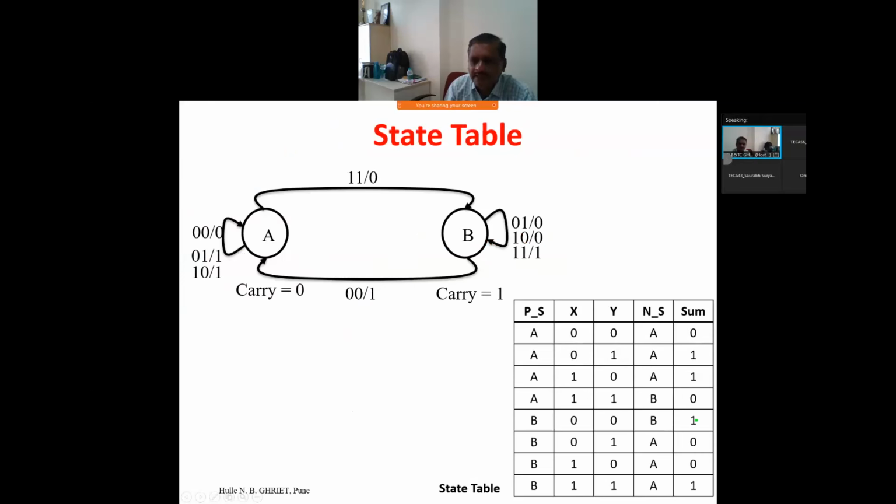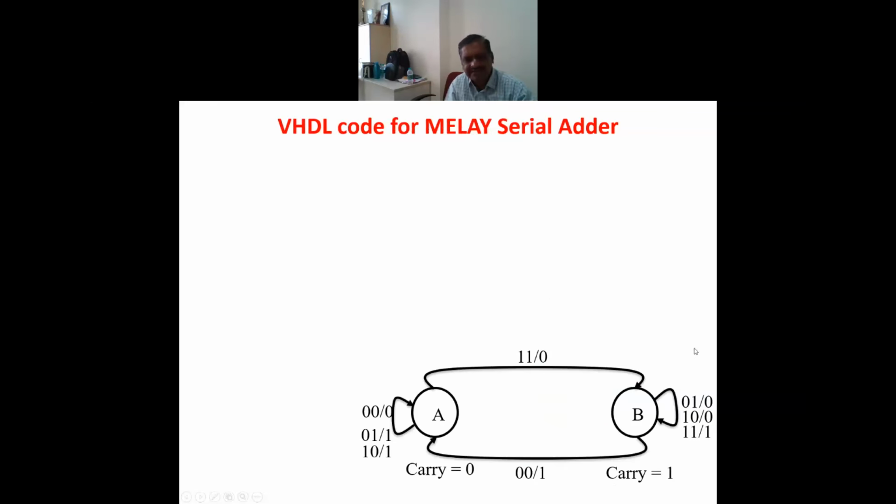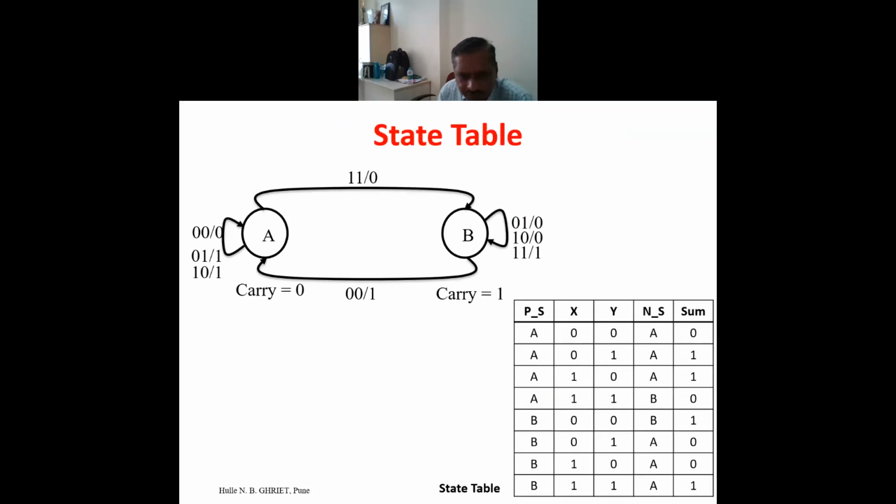Look at this. Present state is A. Inputs are 0, 0. Next state will be A. And the output, that is sum, will be 0 and so on. These are the four conditions for present state A. And these are the four input possibilities for present state B. For A state: 0, 0, 0, 1, 1, 0 and 1, 1. For B state, again 0, 0, 0, 1, 1, 0 and 1, 1. Same thing we have checked. This will be the table. Now we will discuss how to write the VHDL code for any state diagram.